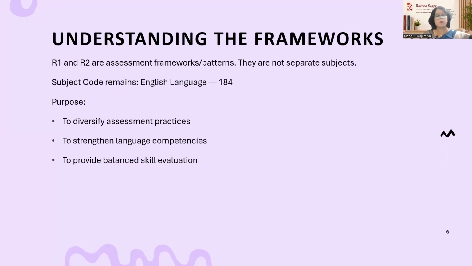Similarly, if I discuss reading comprehension, R2 focuses more on direct understanding. R1 includes analytical thinking, right? An important point for educators is that both R1 and R2 use the same subject code till now, that is 184, right? No notification has come for the change. And often we can see that only one textbook is there, that is Kaveri. So we will be using the book Kaveri for R1 as well as R2.